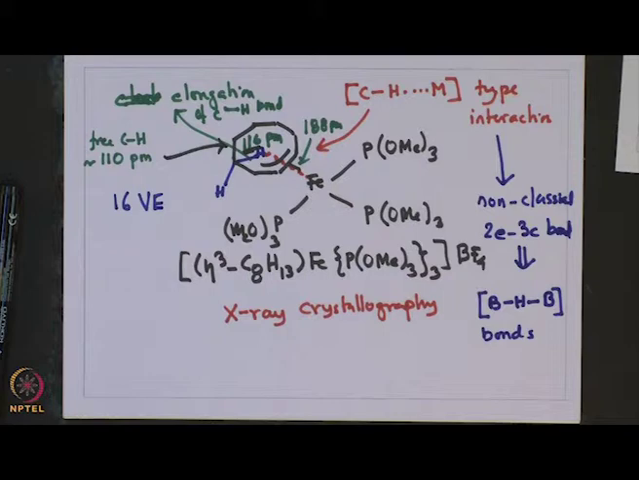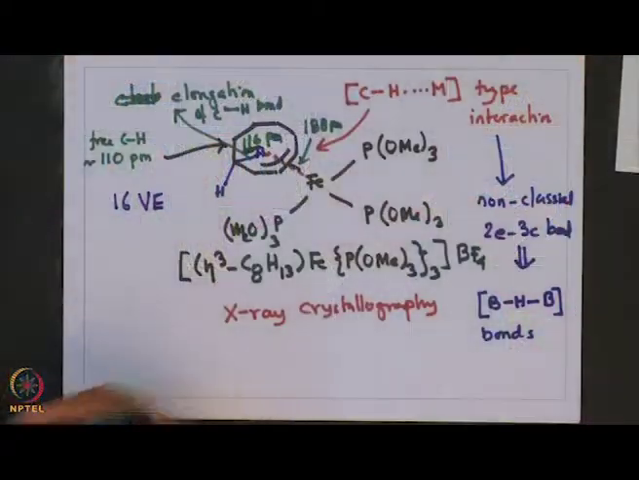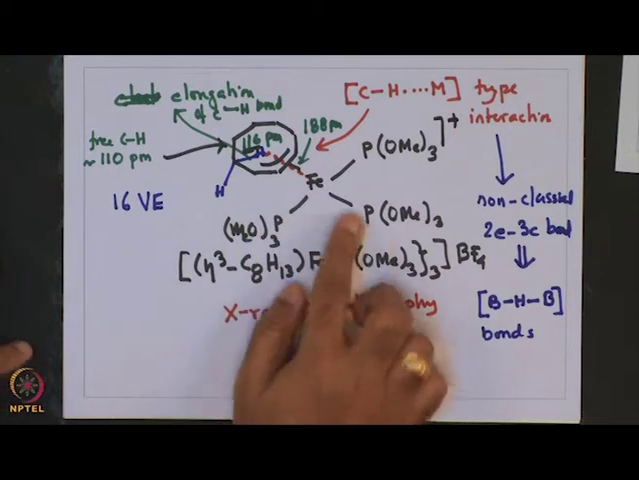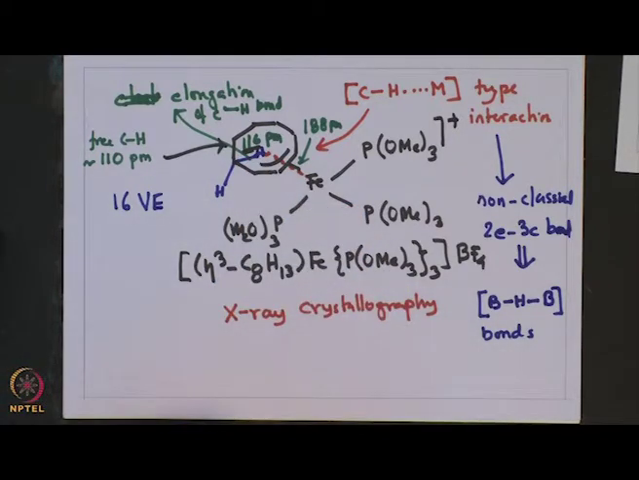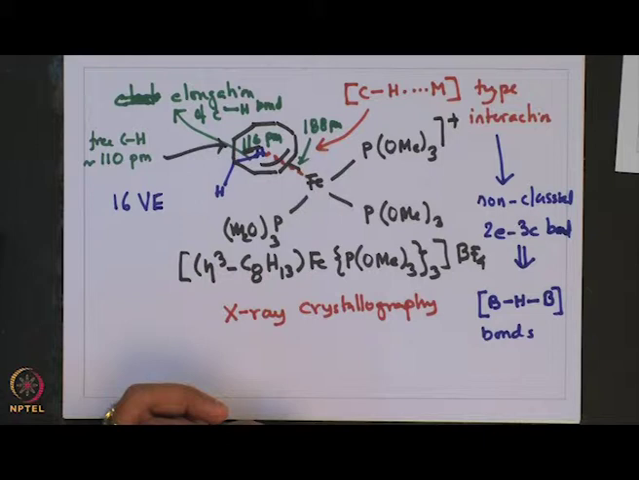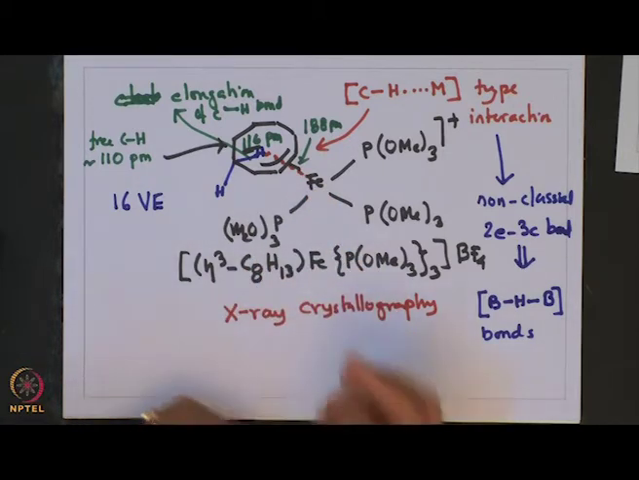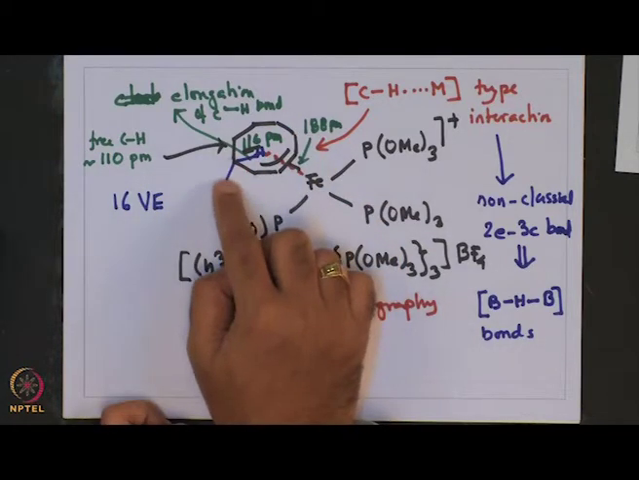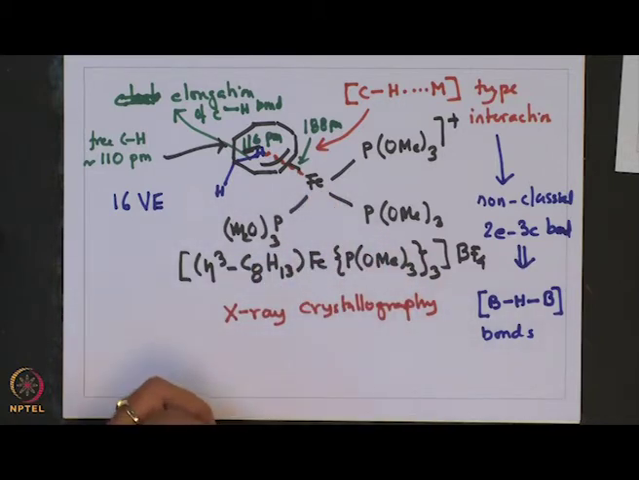So, the X-ray structure of this compound proved the presence of agostic interaction. It also showed that as a result of agostic interaction, the CH bond undergoing the agostic interaction has increased its length to 116 pm with respect to, let us say, a CH which does not undergo agostic interaction, which would have an average bond length of 110 pm.